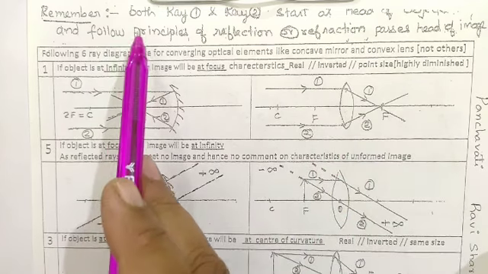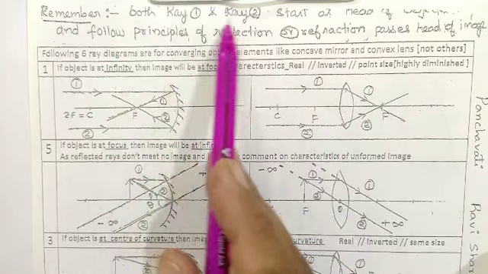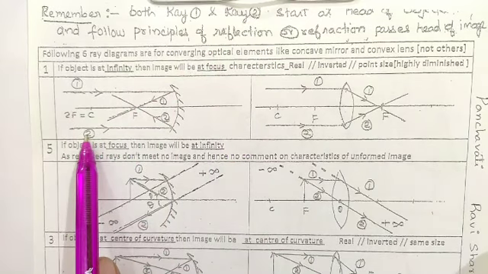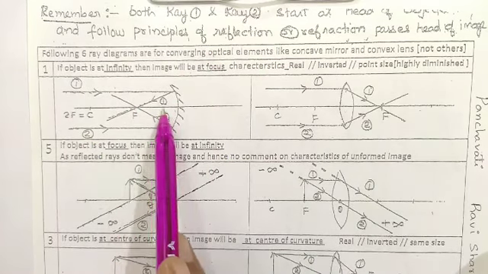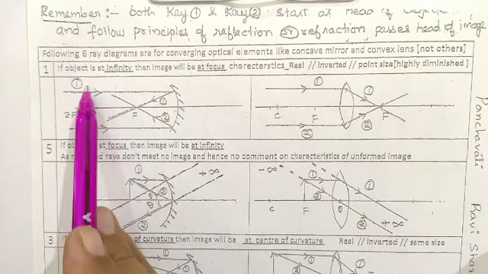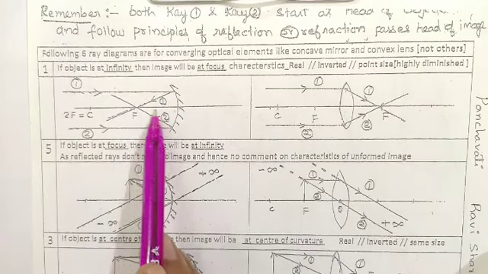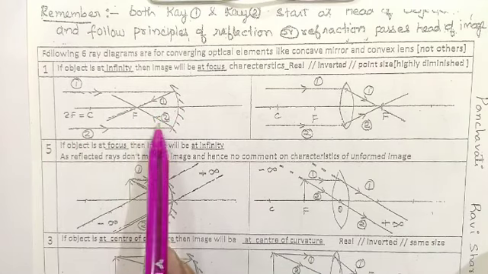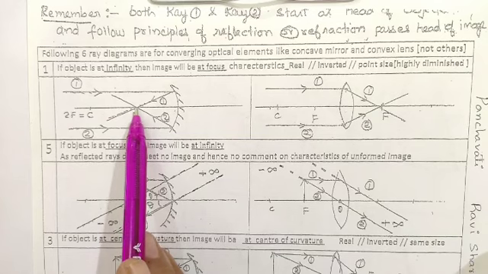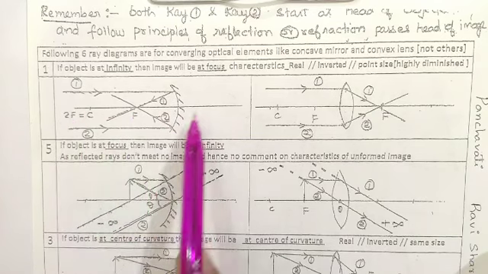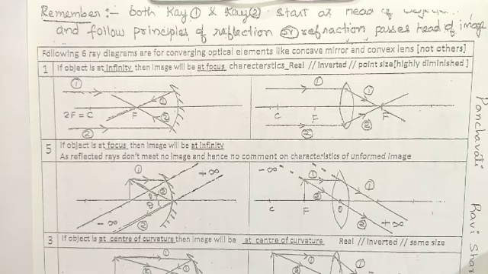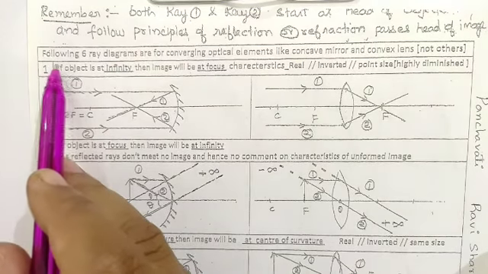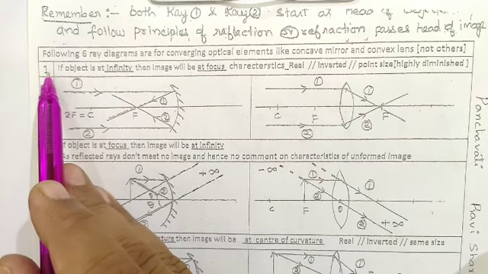So here we have to remember that both ray 1 and ray 2 come from the head of the object. Both incident rays will correspond to the object's head. Reflected rays correspond to the object's image head, and this principal axis will take care of the tails of the object and image. Anyhow, we are taking point objects, but this is not a problem now. So let us take the first ray diagram.